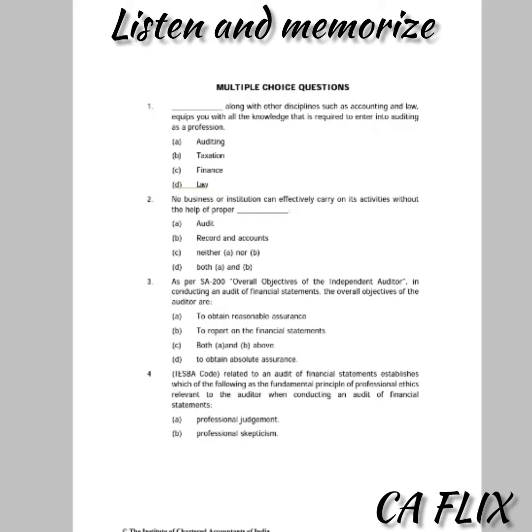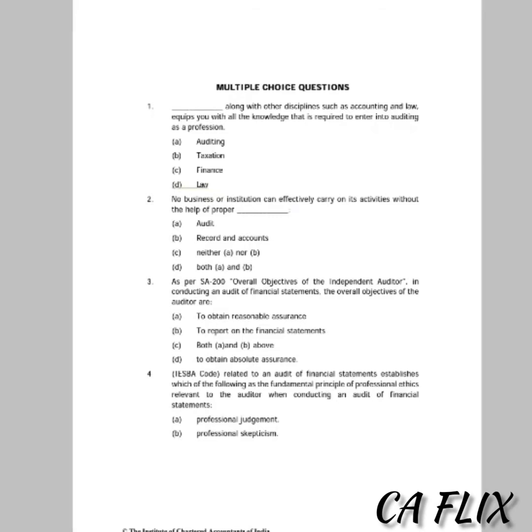First, dash along with other disciplines such as accounting and law equips you with all the knowledge that is required to enter into auditing as a profession. Option A, auditing. Option B, taxation. Option C, finance. Option D, law. Answer is option A, auditing.